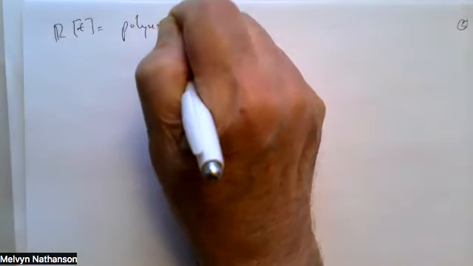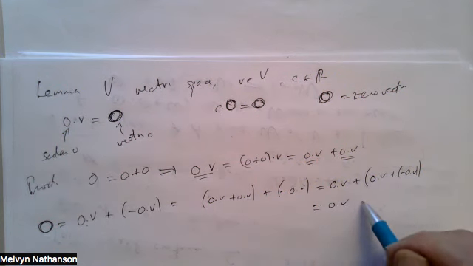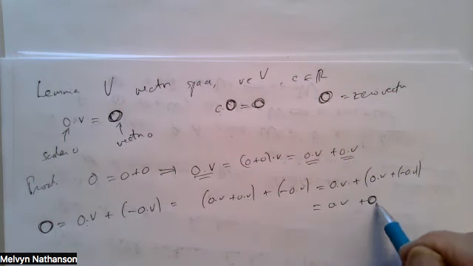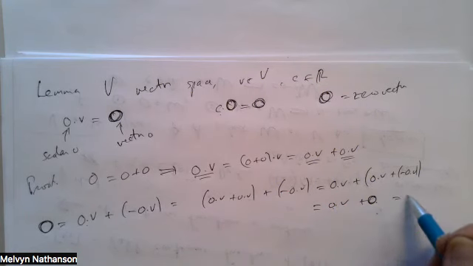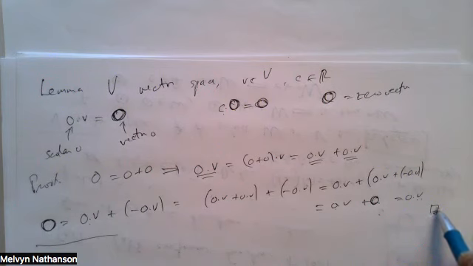By associativity, I can write this as 0 times v plus the quantity 0 times v plus minus 0 times v, which is 0 times v plus the 0 vector. And the 0 vector added to anything doesn't change it. This is 0 times v. So I have that 0 times any vector v is the 0 vector. That's the proof of this first statement. And the proof of the second is similar. It's in the notes. I'm not going to do it now.